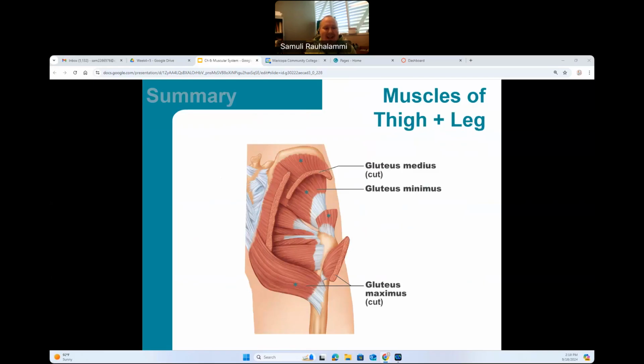And we see again the summary of these two muscles. We'll actually see the third muscle as well on this diagram. So hopefully that helps to put it all back together.